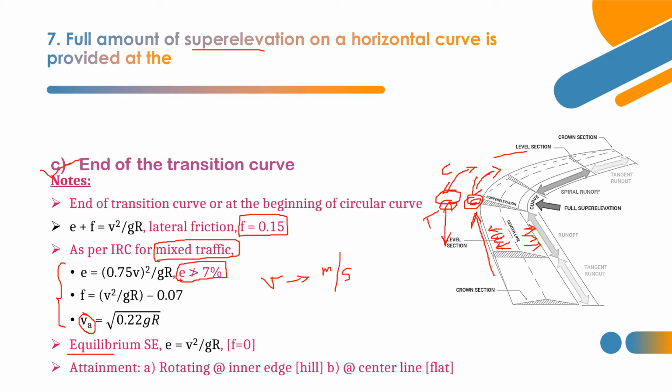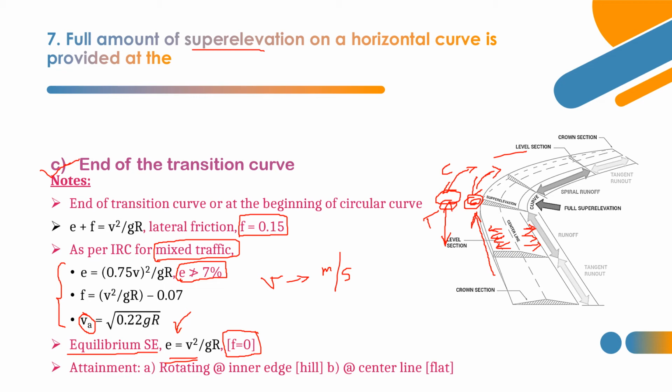And there is one concept called equilibrium super elevation. That means we are not considering the friction value. We only consider that there exists no friction, that is F is equal to 0. So that means the super elevation is in equilibrium condition. So equilibrium super elevation is given by this formula: E is equal to V square by GR without considering the lateral friction.